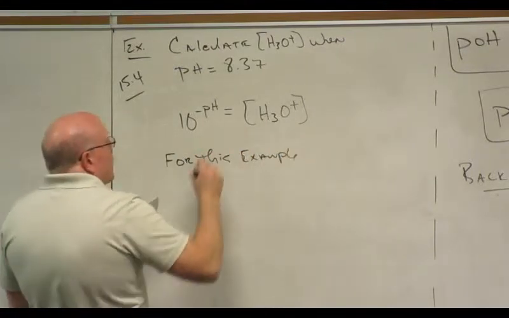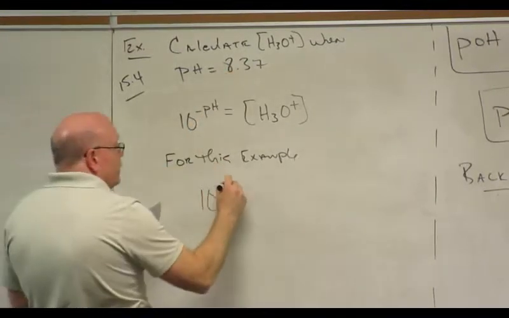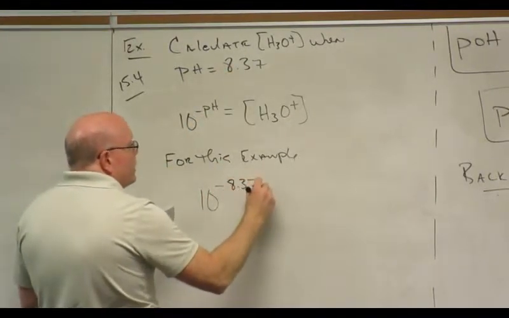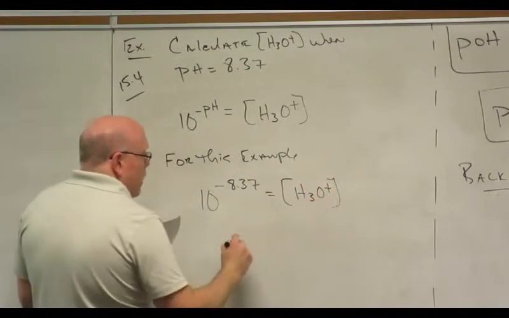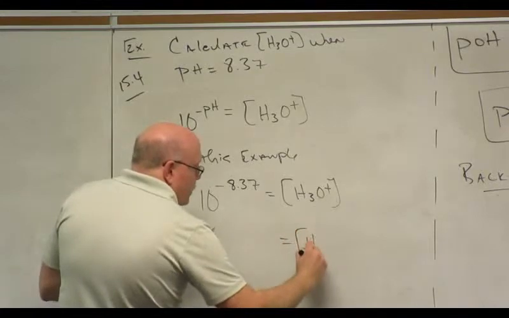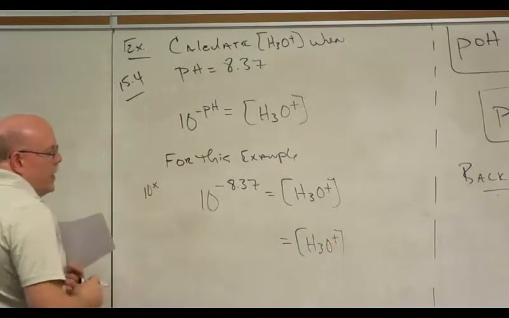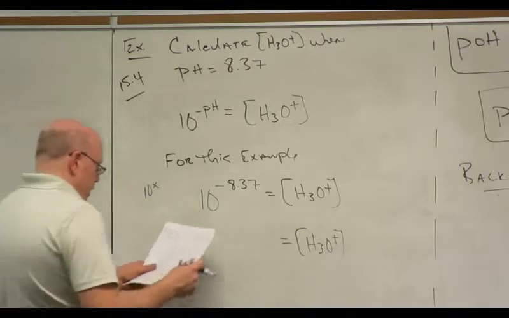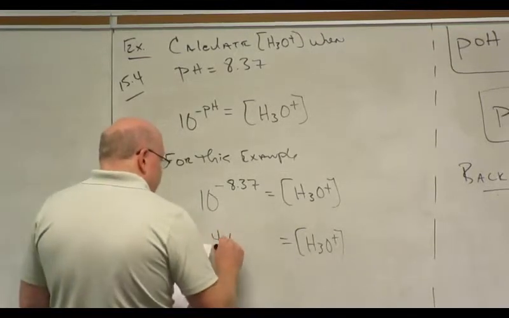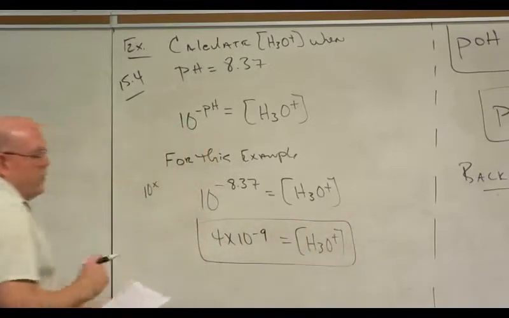So in this example, we have 10 to the minus, pH was 8.37, 10 to the minus 8.37 equals H3O plus. This is your 10x button, so you're going to put in 8.37 negative, raise it to the 10x, your hydronium ion concentration is 4 times 10 to the minus 9.